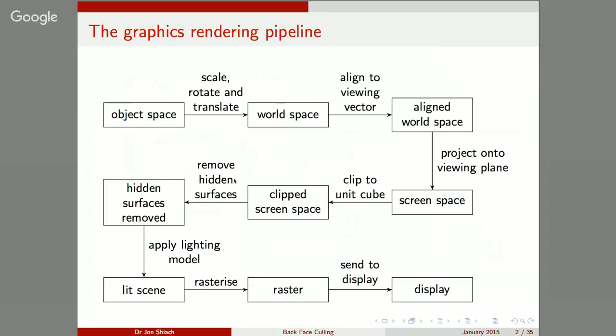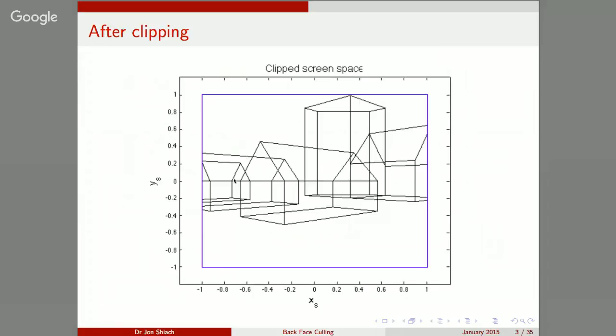Okay. Just to remind you of the pipeline. These are the set of processes which we go through to go from the primitive objects in your virtual world right the way through to what we display on the screen. Up to now, in the lectures, we've gone up to the clipped screen space. So we've clipped everything to our unit cube. Next thing we need to do is what we call remove hidden surfaces. So that's what we're going to be doing over the next couple of weeks. Okay, so that's where we're up to.